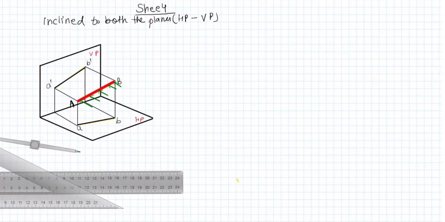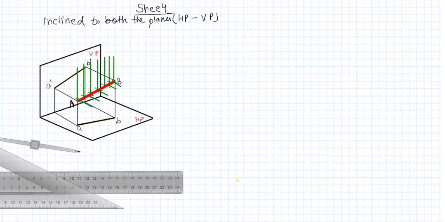These are the projectors, which will again be parallel to each other and perpendicular to the plane. When we look at it from the top, its top view will be on the horizontal plane, which will be AB, as represented here with this dark black line. So these are the two views of the line AB.